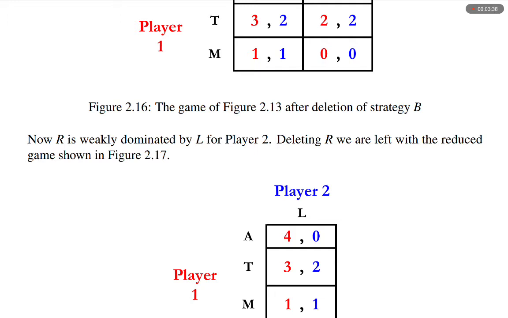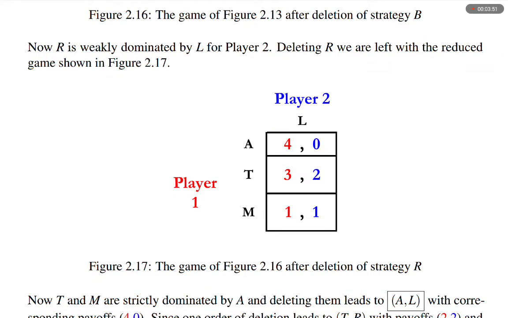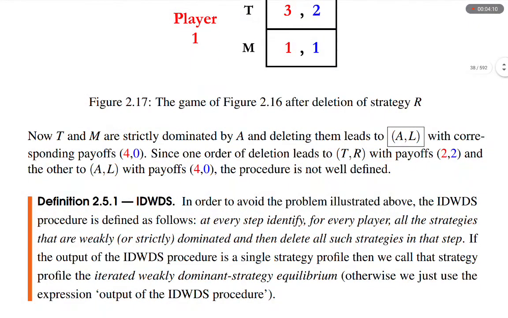Now R is weakly dominated by L for player 2. Deleting R, we are left with the reduced game shown in figure 2.17, where it's a 3x1 game for player 1. There's A, T, M, and for player 2, there's just L. The payoffs are 4, 0, 3, 2, 1, 1, which is figure 2.17, the game of figure 2.16 after deletion of strategy R.